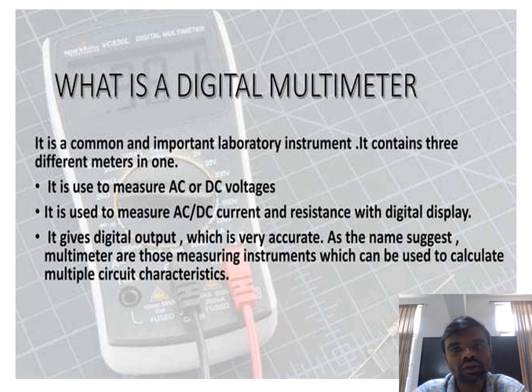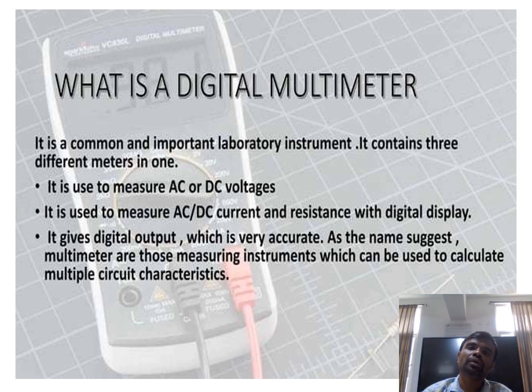It has three different operations in one device. One is that we can measure voltages, either AC or DC. The second, we can measure the associated AC and DC current. The third, we can also measure parameters like resistance. All these are displayed by means of a digital display. Since it is a digital output, we can get very accurate readings. That is one of the advantages of a digital multimeter: the accuracy is very high.